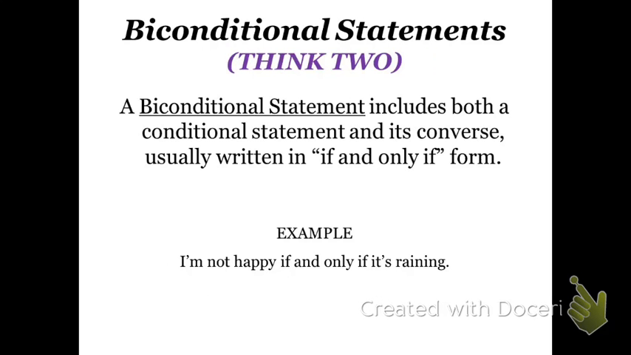The next type of conditional statement is a biconditional statement. So when you see that prefix bi right here, think 2, because you're writing the hypothesis and the conclusion two different ways. So a biconditional statement includes both a conditional statement and its converse, and is usually written in if and only if form. So in this example, I'm not happy if and only if it's raining is the same thing as saying, if I'm not happy, then it's raining, and also, if it's raining, I'm not happy. It's just combining that statement and its converse into one biconditional statement.